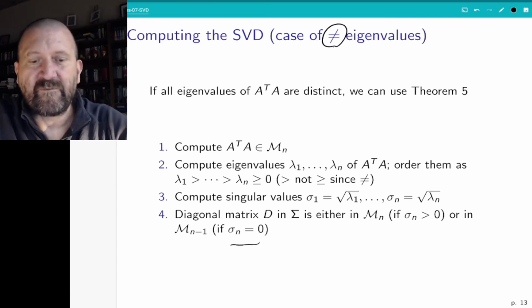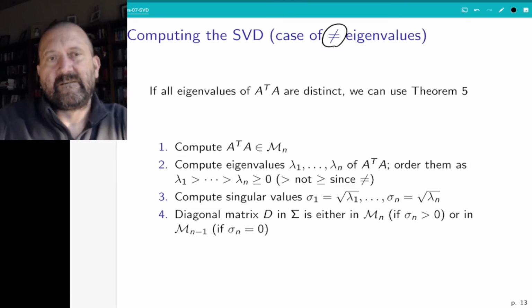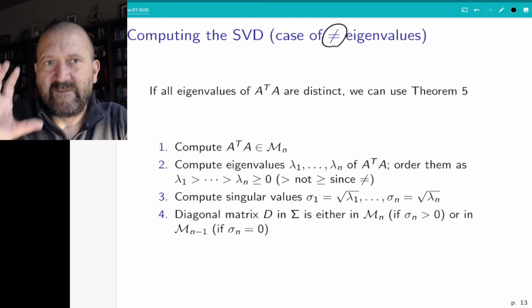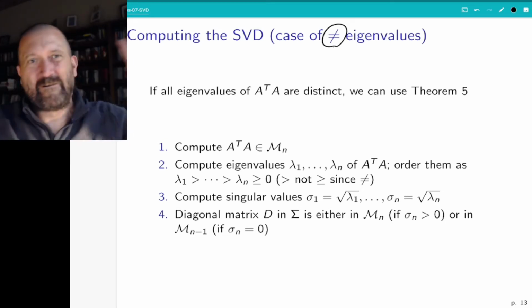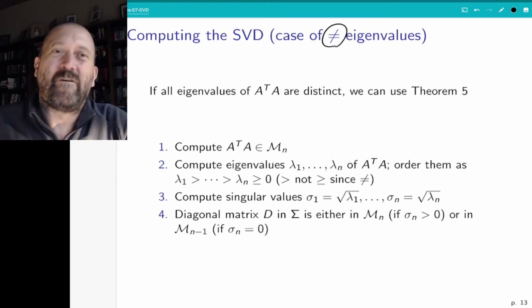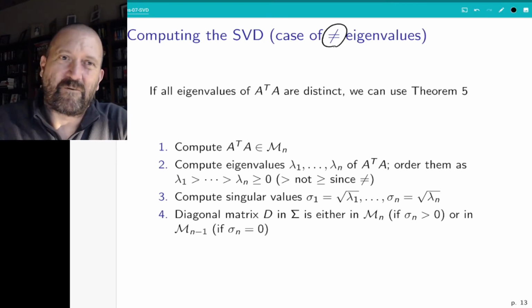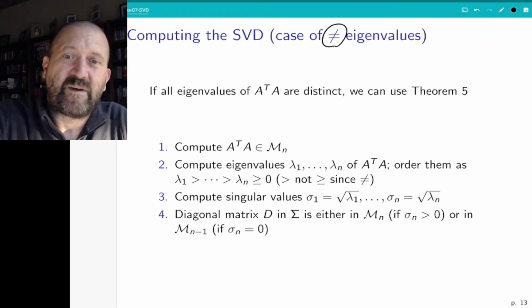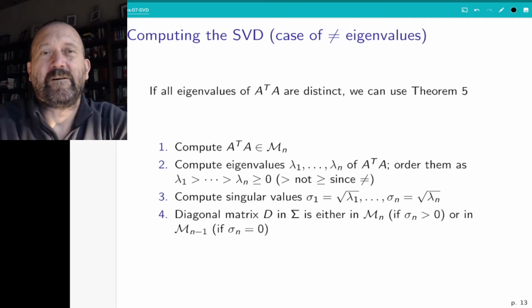So most of the entries in D are going to be there. There are not a lot of eigenvalues and singular values that can be 0. At most, there's 1, because we're assuming this distinct eigenvalue condition.